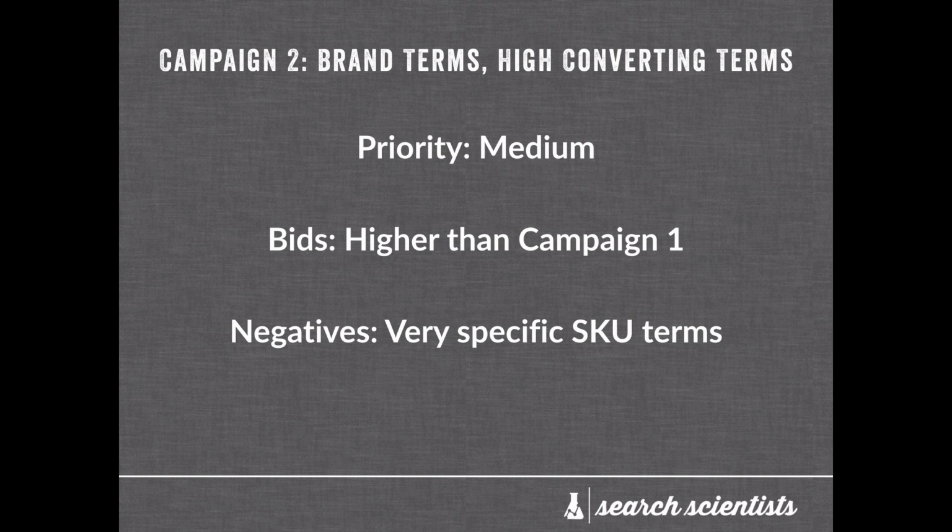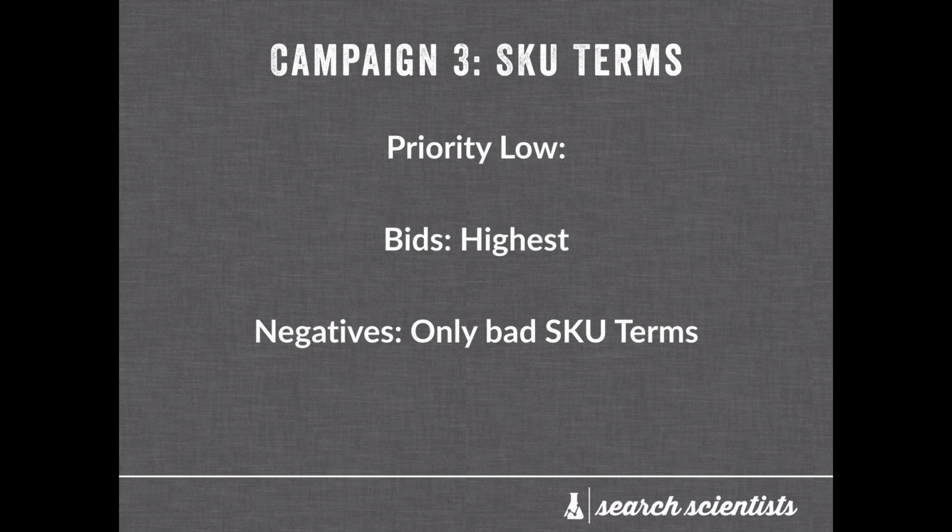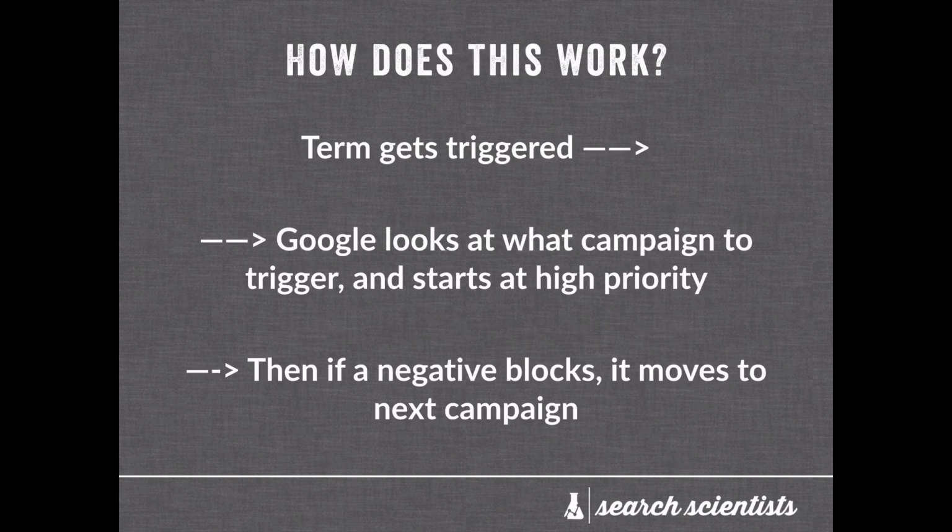And your second campaign is where you want your brand terms, your high converting terms, with a priority of medium. Your bids are going to be higher than campaign 1, and your negatives are going to be very specific SKU terms. So all that flows in here are just branded terms that convert better than campaign 1, but not as well as campaign 3, which are your SKU terms. Priority low, bids are the highest, and your negatives are only the bad SKU terms.